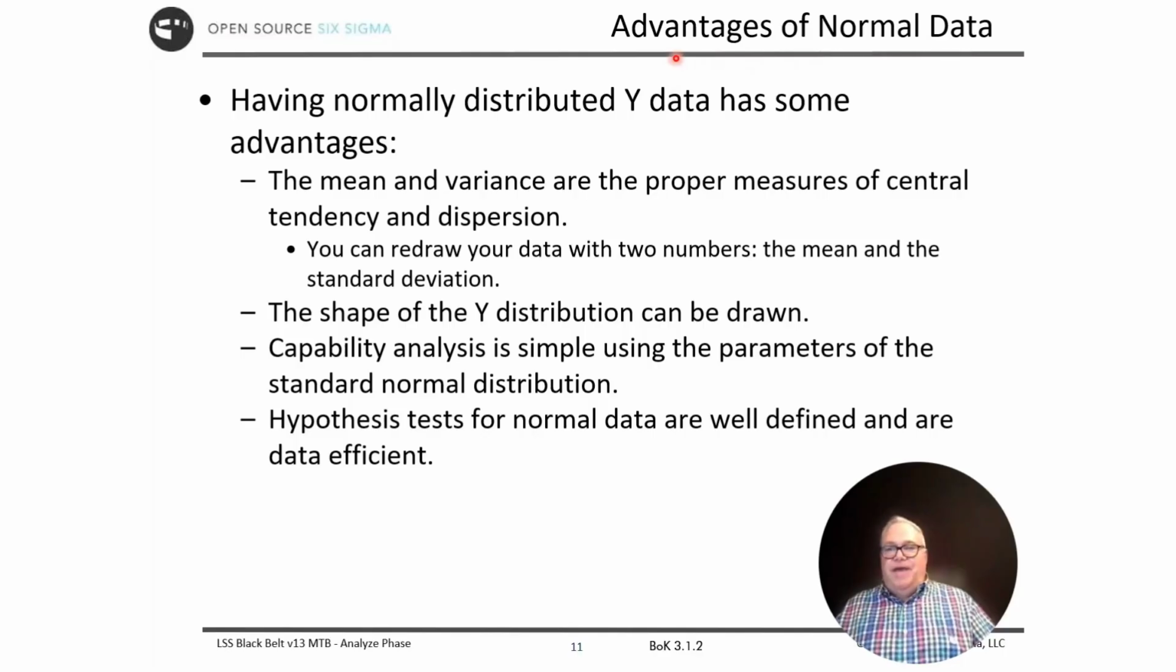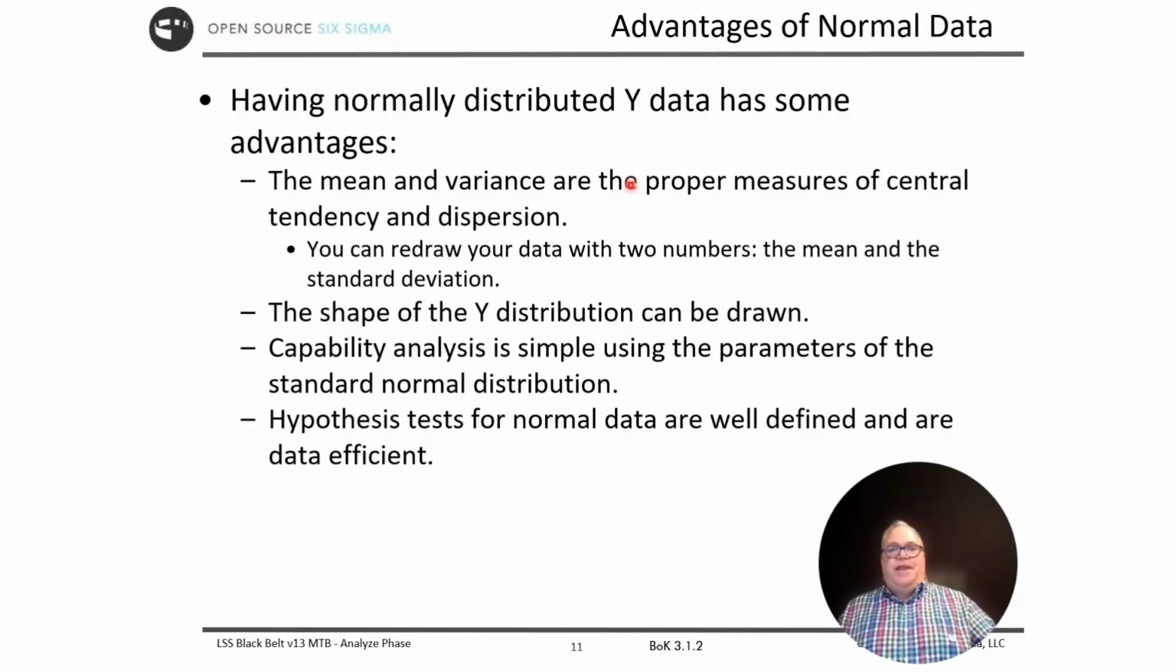Other advantages of having normally distributed data: I used to show a picture of this really large spreadsheet that had lots of numbers in it. I would go to the engineers and say, what are you going to do with all this information? They would kind of look at me funny, and I'd say, well, if it's normally distributed, I can calculate the mean and the standard deviation, and then I can throw the whole data set away, because from those two parameters I can recreate that information over and over again. So I can redraw my curve with just two numbers, the mean and the standard deviation.